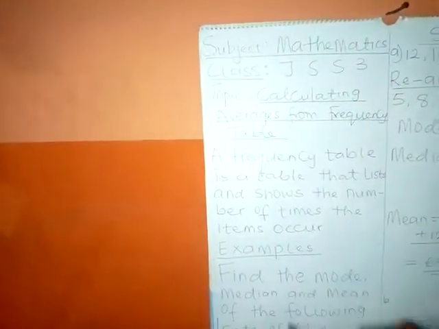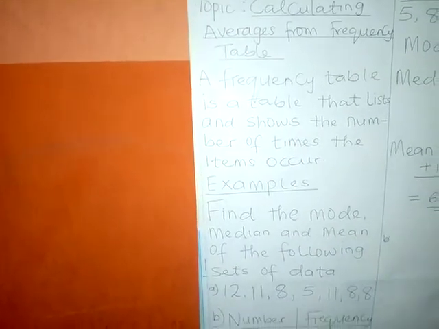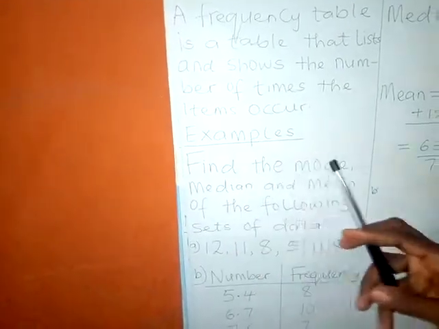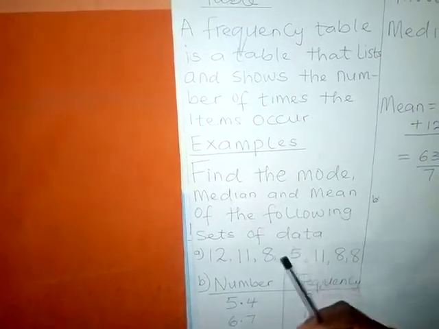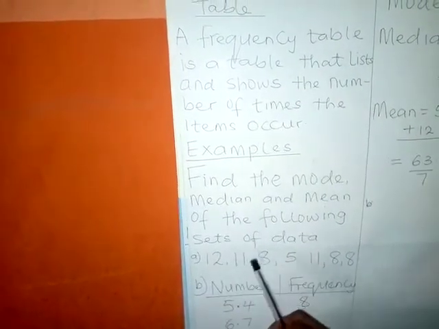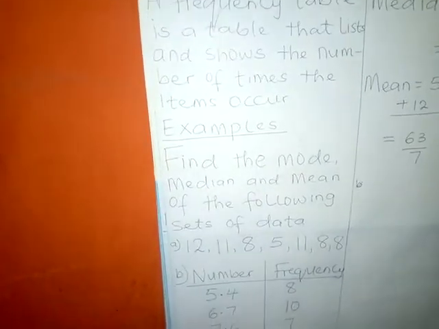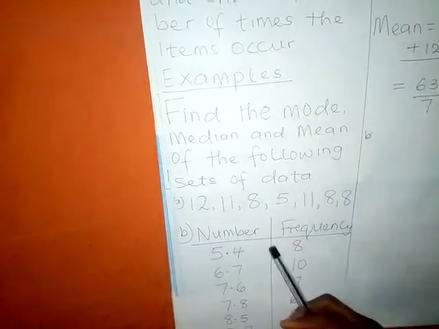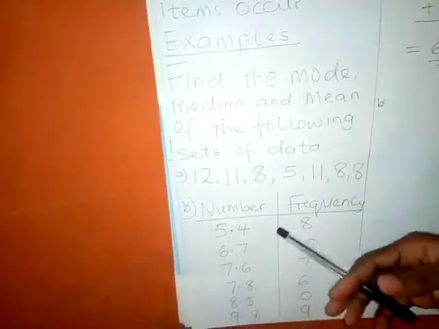Now, let's look at some examples. We have example A and B. The question is, find the mode, median, and mean of the following set of data. Now, we have A: 12, 11, 8, 5, 11, 8, and 8. Then B, we have a table. The question is in the form of a table. I will be calculating mean, median, and mode.